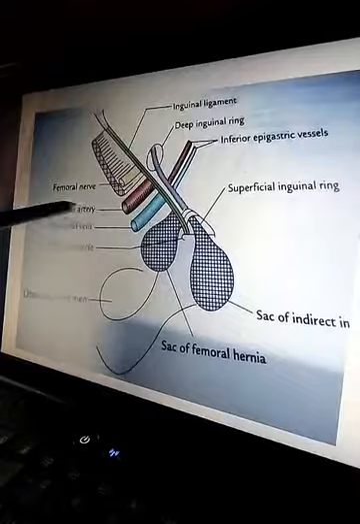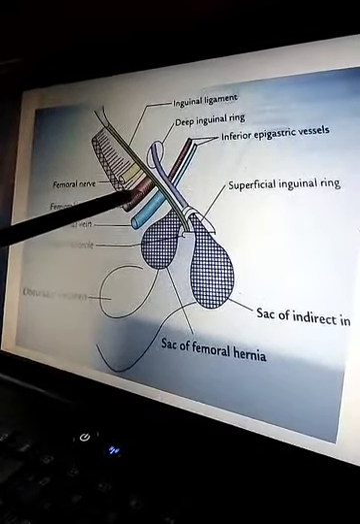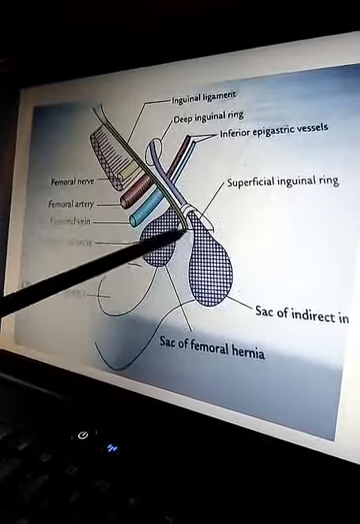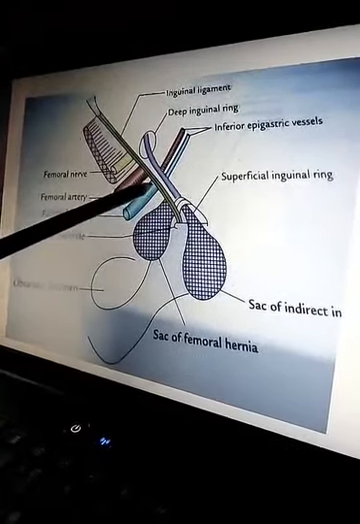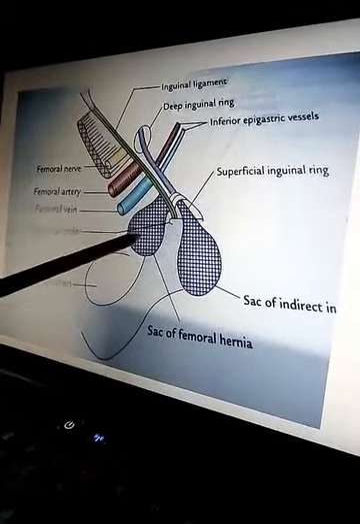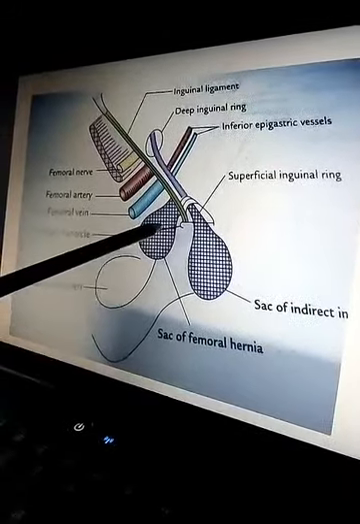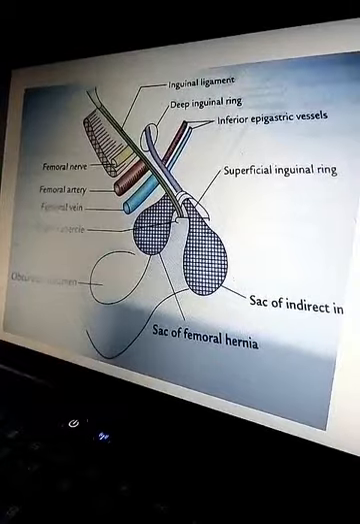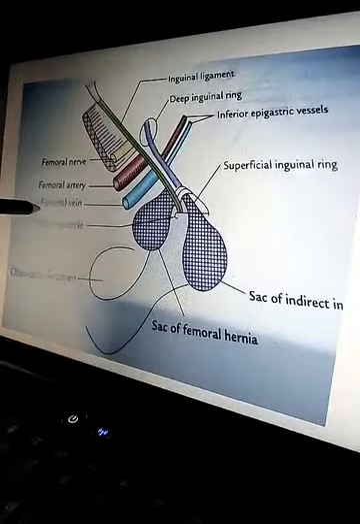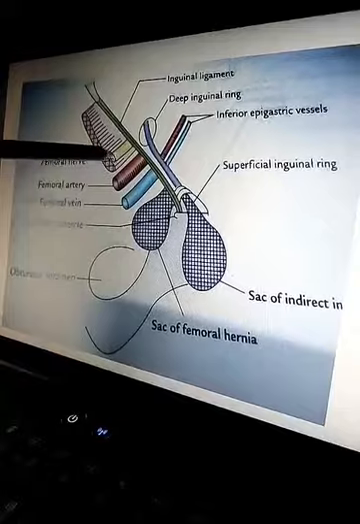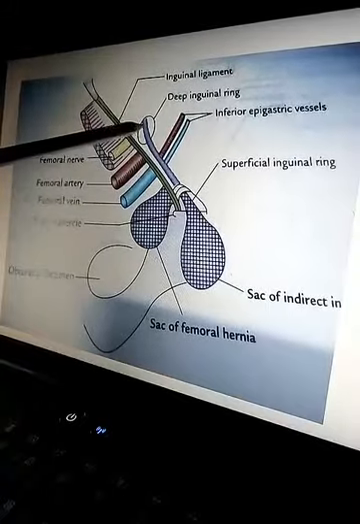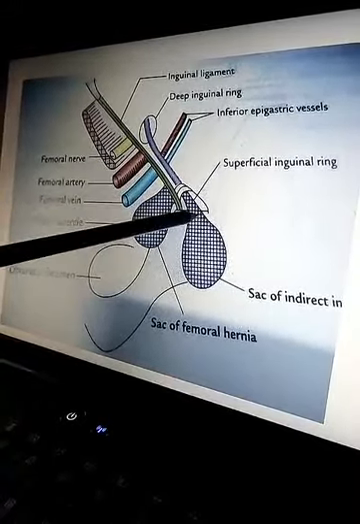Now inguinal hernias. What is the inguinal hernia? A protrusion of abdominal viscera, for example loop of intestine, into the inguinal canal is termed as inguinal hernia. Clinically, it presents as a pear-shaped swelling above and medial to the pubic tubercle, above the inguinal ligament. There are two types of inguinal hernias, direct and indirect. Indirect inguinal hernia occurs if the hernial sac enters the inguinal canal through the deep inguinal ring. It is known as indirect inguinal hernia.